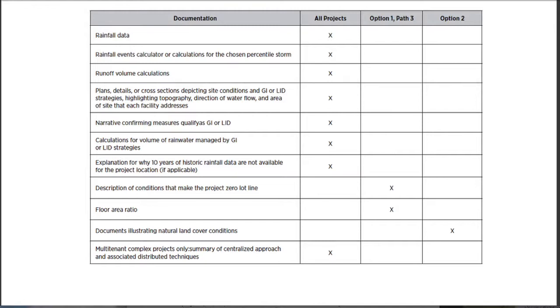For multi-tenant complex projects only, there needs to be a summary of centralized approach and associated distributed techniques. For Option 1 Path 3 projects, the required documentation also includes a description of conditions that make the project zero lot line, as well as the floor area ratio.